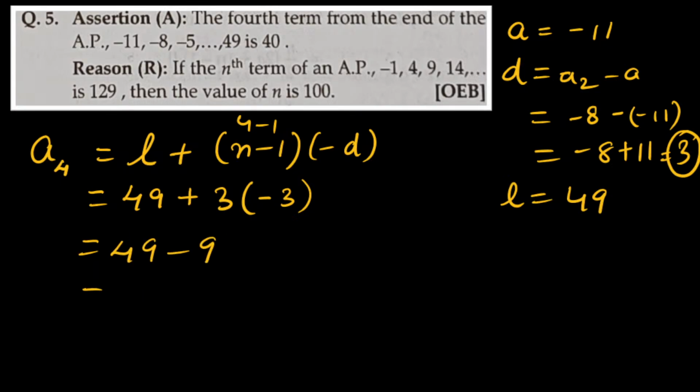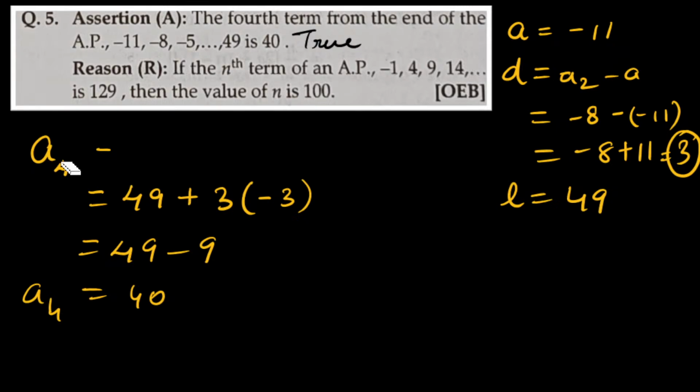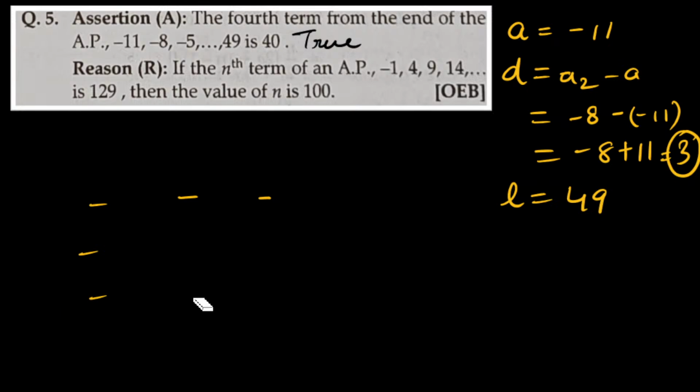49 minus 9. So this is equal to, this we have done earlier also. The same assertion has come. A is true. Let's see the reason now. If the nth term of an AP is 129, nth term means an is given to us as 129, and the sequence is given to us. From the sequence, let's write the value of A.